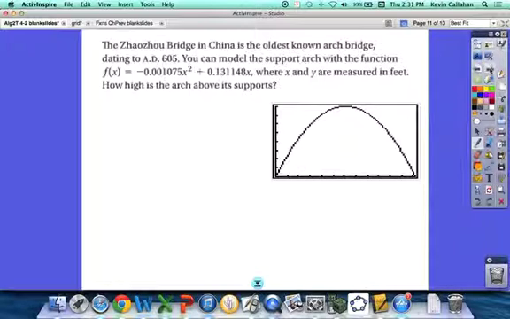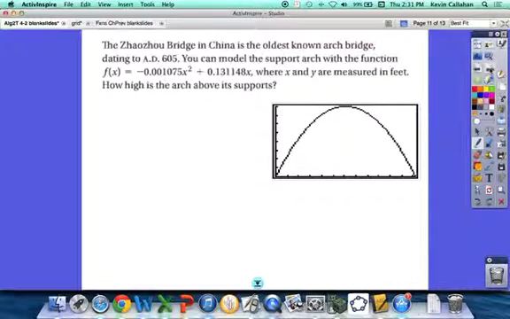So let's see. The Zhao Bridge in China is the oldest known arch bridge, dating back to AD 605. You can model the support arch with the function, and notice that the function is a quadratic function, right? It's a quadratic that opens down because of the minus. Okay, what's the y-intercept? It's 0. There is no constant term, so it's actually 0.